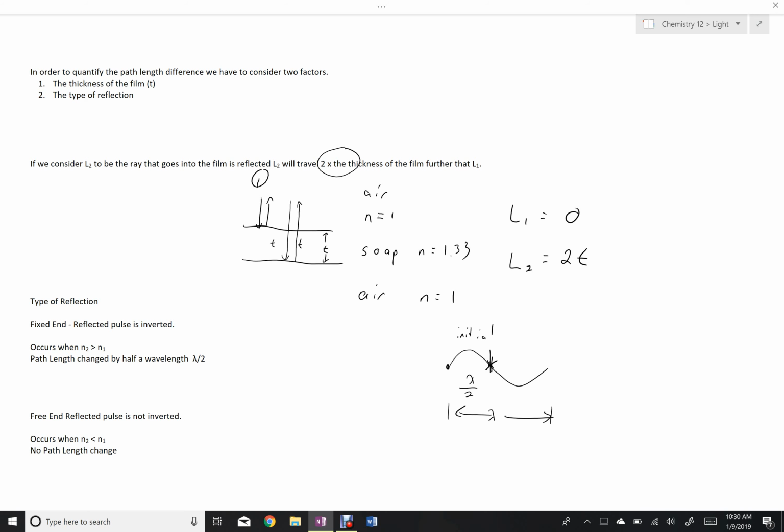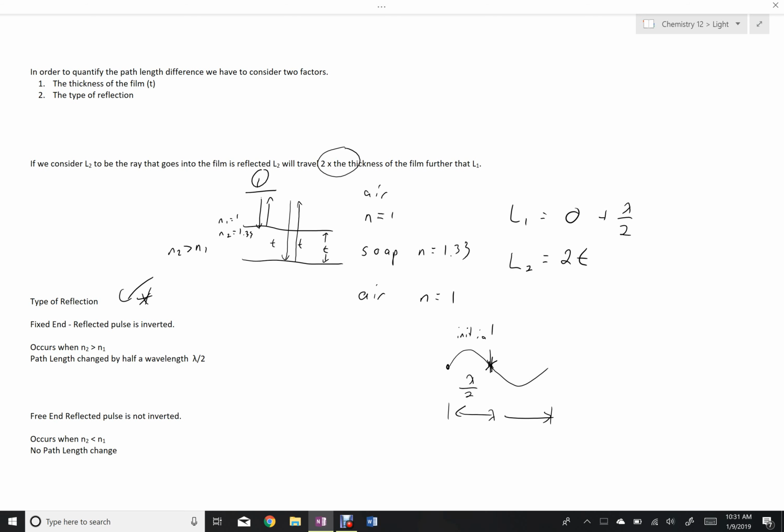So when we look at this particular situation that I've created here with air, soap, and air, on this surface of reflection, this would be N1 and this would be N2. So here N1 is 1 and N2 is 1.33. N2 is greater than N1, and as a result we're dealing with a fixed end reflection. The way we handle that for path length 1 is we add in half a wavelength, and that is the path length associated with the inversion of that pulse.